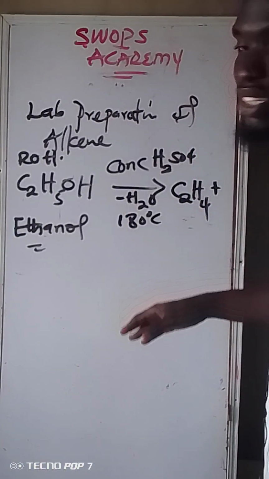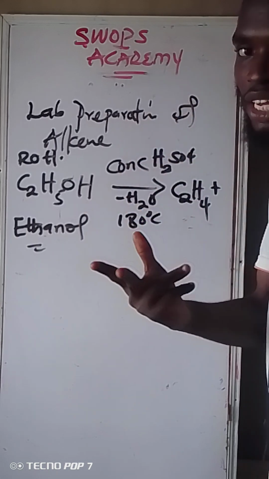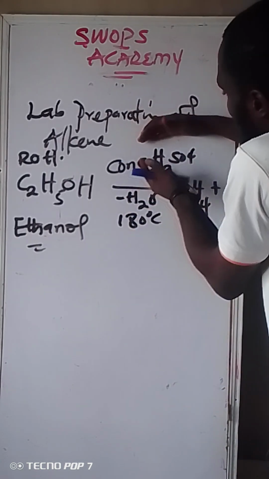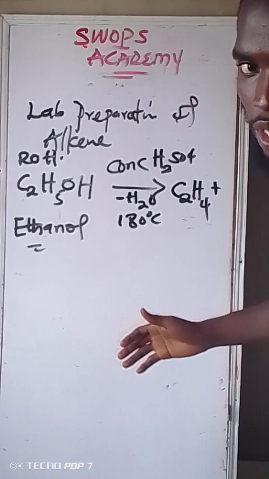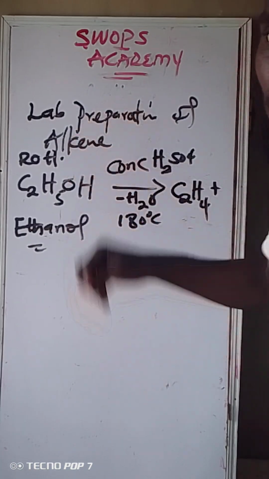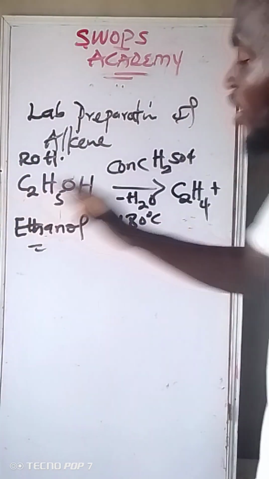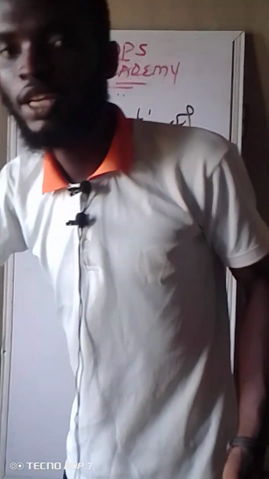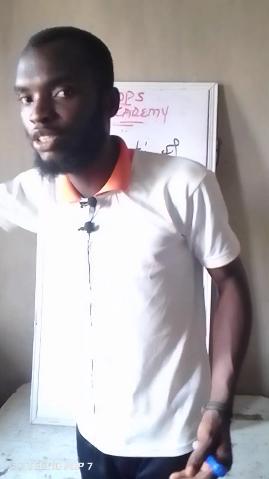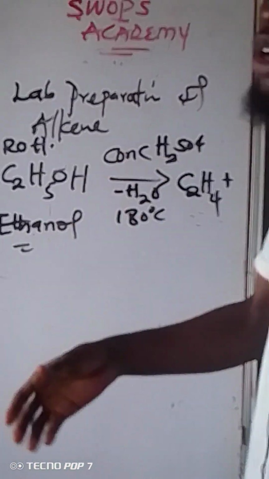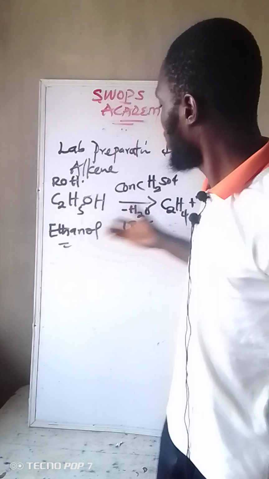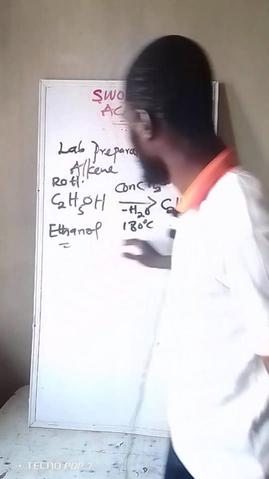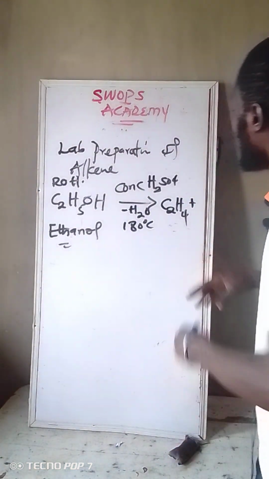Now, what are the questions? I've mentioned 2 to 3 questions. The catalyst involved is concentrated tetraoxosulfate acid. So they will ask you what catalyst is involved during the preparation of alkenes. A. Concentrated HNO3. B. Concentrated H2SO4, and many more. Go for this. Then it happens at what temperature? At 180 degrees.